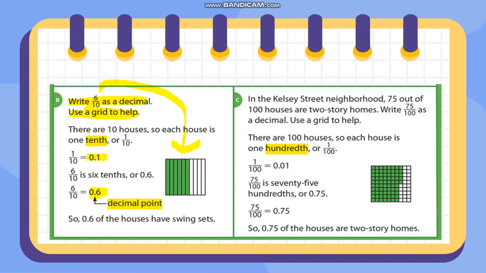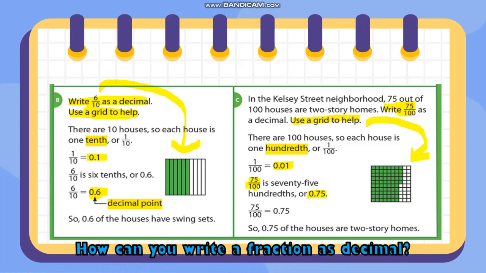In the Kelsey Street neighborhood, 75 out of 100 houses are two-story homes. So we're going to write 75 hundredths as a decimal. If I'm going to use a grid to help, this is equivalent to 75 shaded parts out of 100. So the 75 hundredths must be changed into 0.75. Now, what is the easiest way to change a fraction to a decimal and a decimal to a fraction?